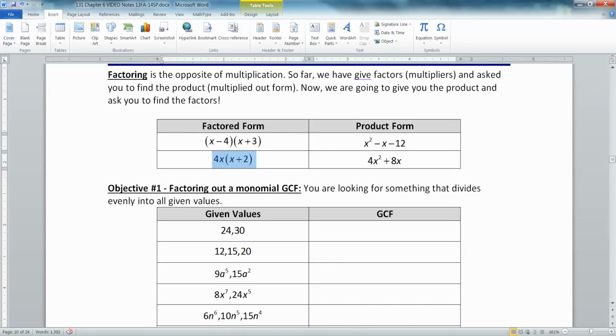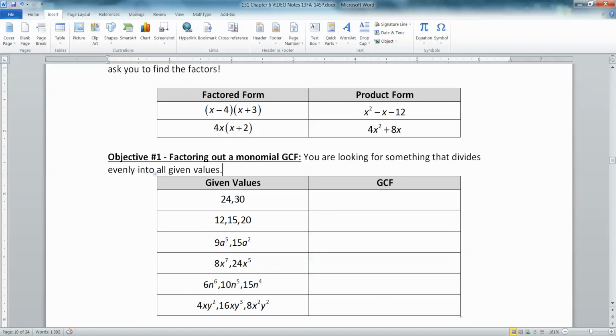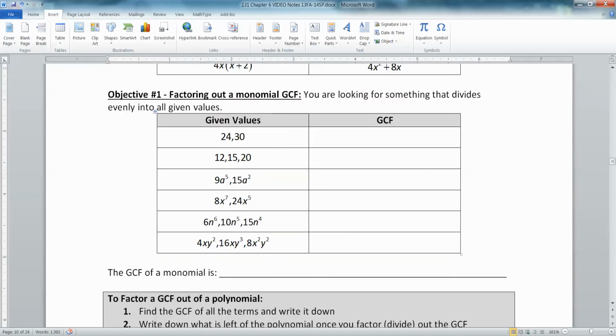All right, so let's start off with monomial GCF. GCF stands for greatest common factor. So we're going to be looking for the largest common factor, the largest common thing that goes into all of these things. So 24 and 30, what goes into all of them? Well, you can be basic. 1 goes into them, 2 goes into both of them, 3 goes into both of them. 4 divides into 24, but 4 does not go into 30. 5 goes into 30, but doesn't go into 24. 6 goes into both of them.